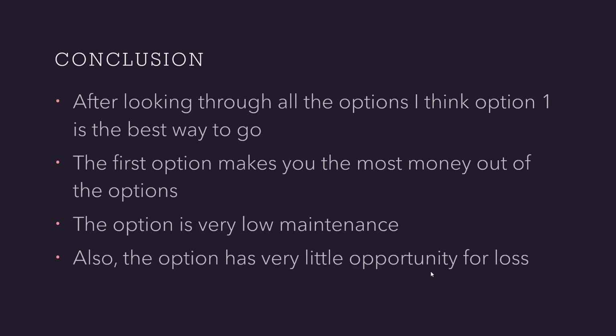As a conclusion, after looking through all the options and really considering what would be best, I think option 1 is the best way to go. The first option makes you the most amount of money out of any of the options by far. And the first option is so low maintenance. The only one that's more low maintenance than that is the CDs. But with this one, you just have to check on it every so often to see if it might be time to sell early. It might not be. You've got to keep an eye on it.